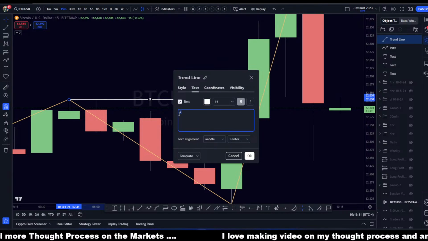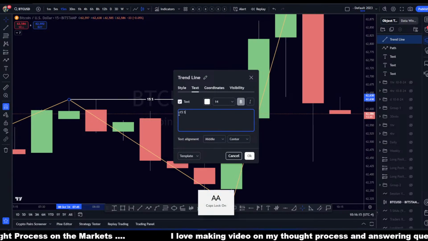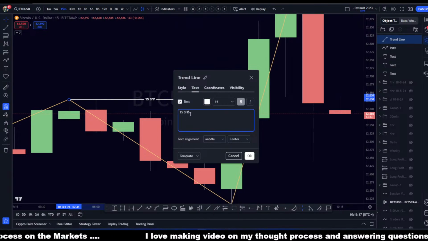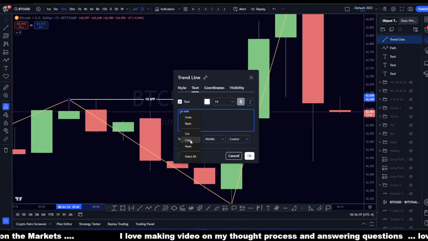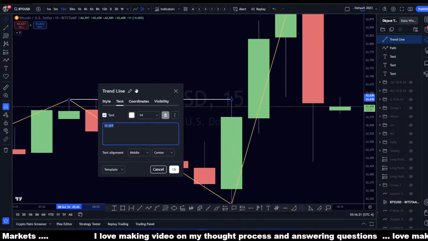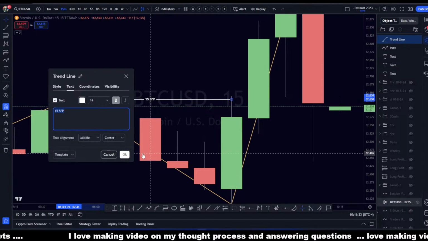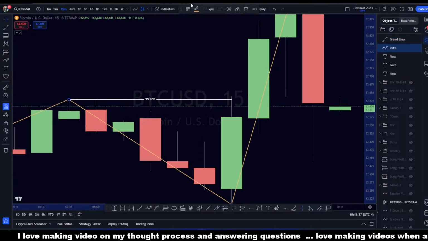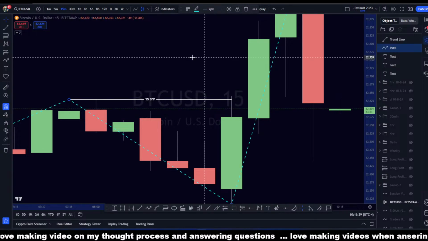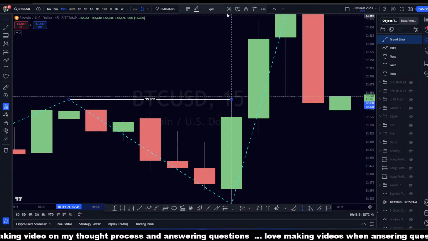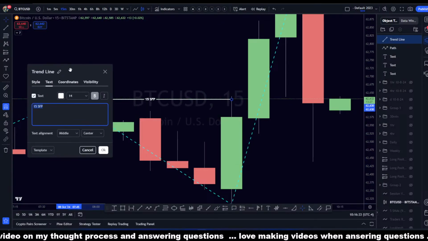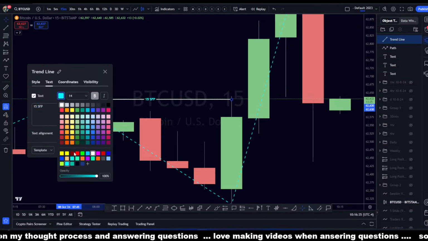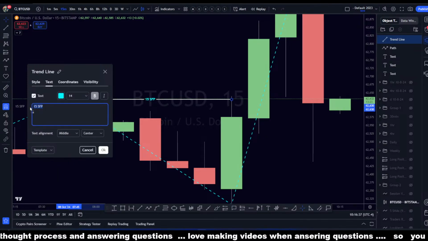So let's go ahead and put 15 swing failure pattern, and let's go ahead and save this. Copy. And for the text, I want it to be the same as, oh wait, the 15 is actually blue. So let me change this color to 15 minute, and that way I can come over here, confirm that my text is going to be blue, and then copy this, save the template.